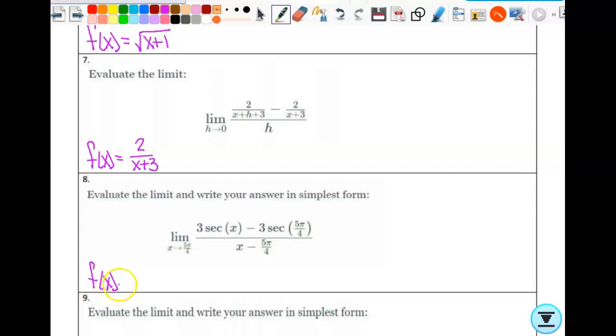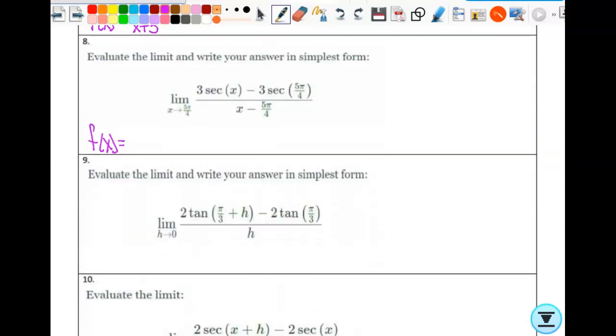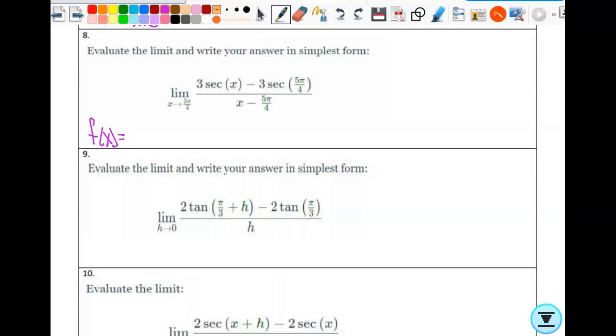All right, f of x equals, on number 8, this is as x approaches a value, so that one's pretty easy, right? 3 times the secant of x. And remember, it's the secant of x. I cannot multiply the 3 and the x. It doesn't work that way. Everybody good with that one?